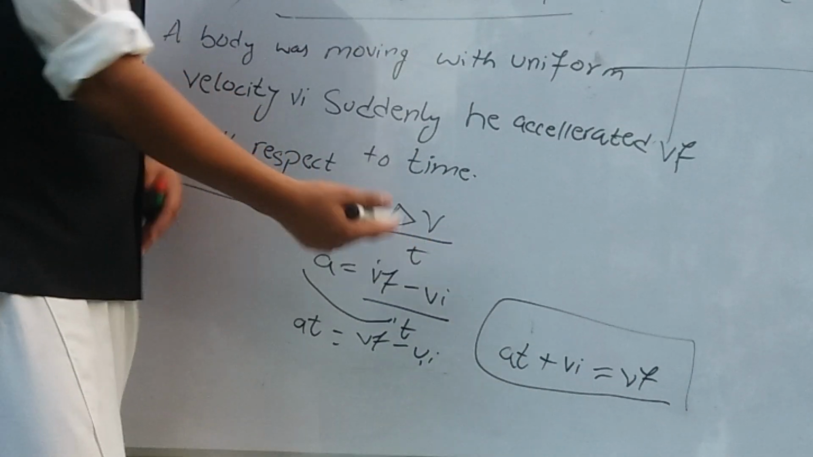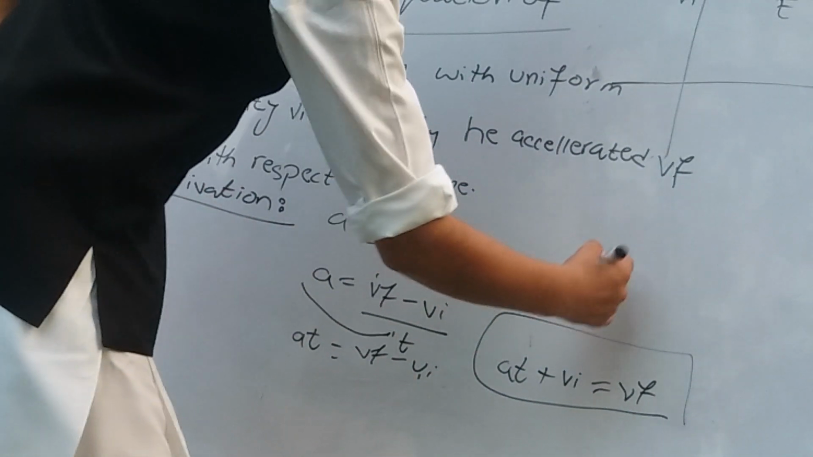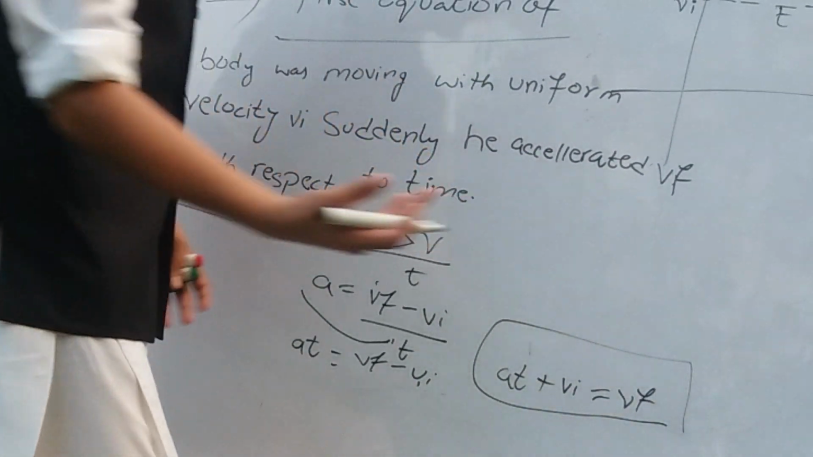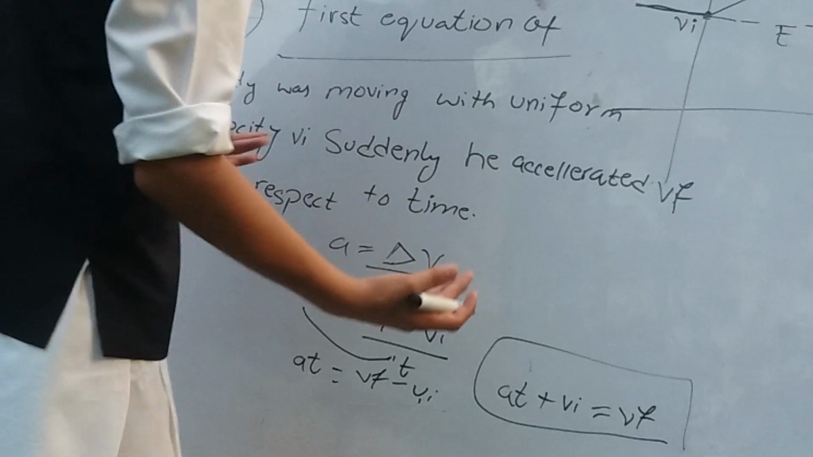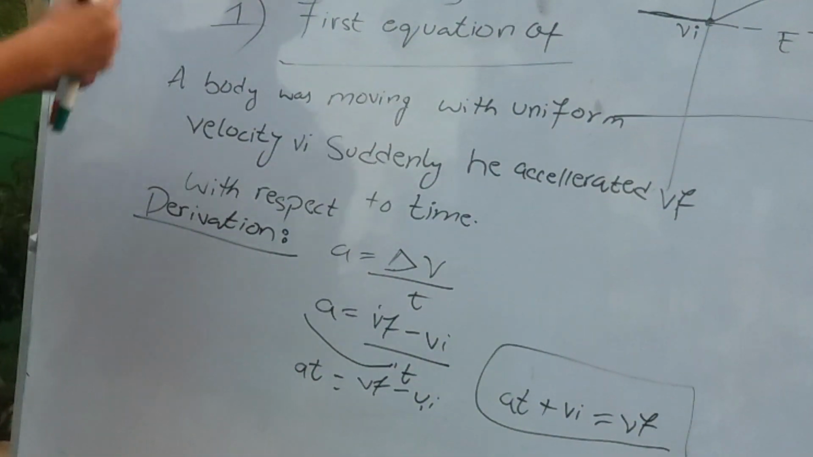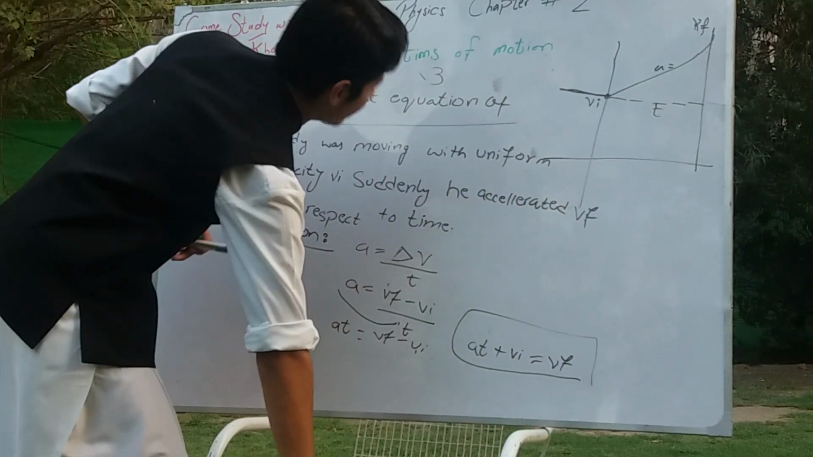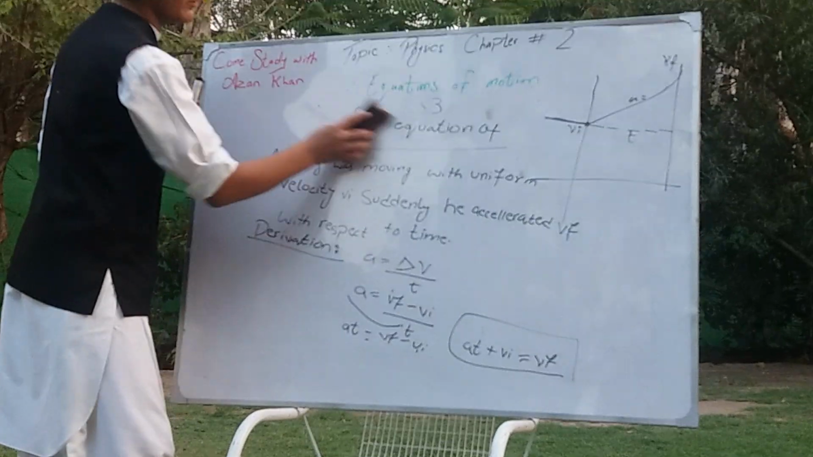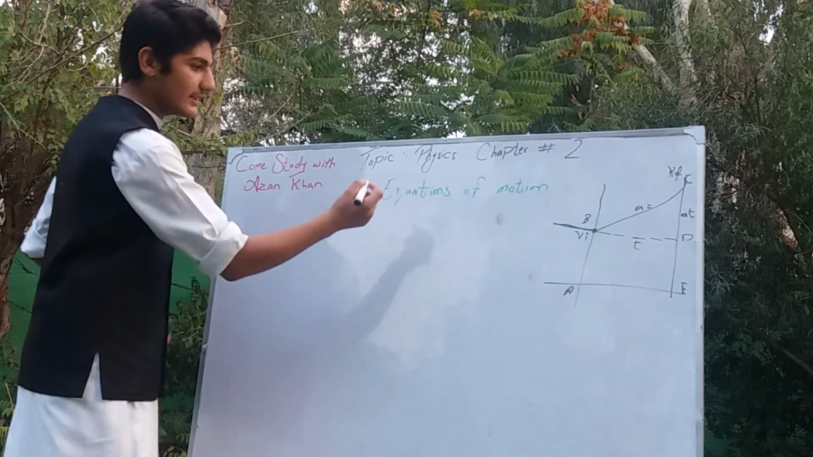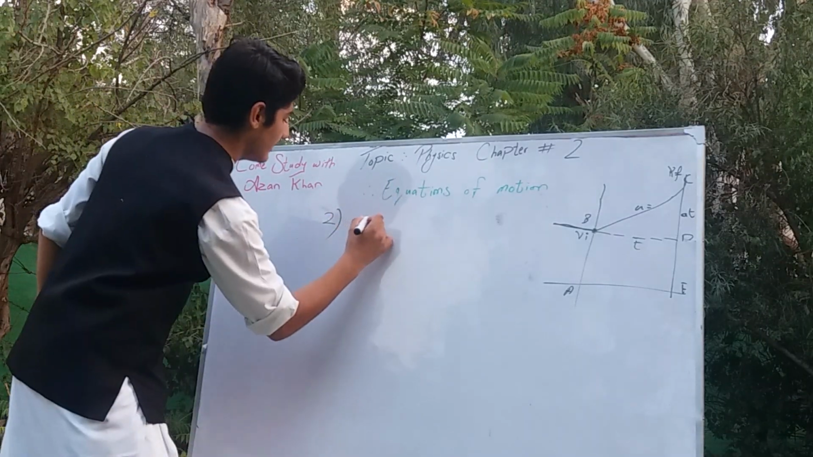We can also write it like this: Vf is equal to Vi plus at. So this was the first equation of motion. I hope you all get a great understanding from it. Now we will move to the second. This is the turn of the second equation of motion.